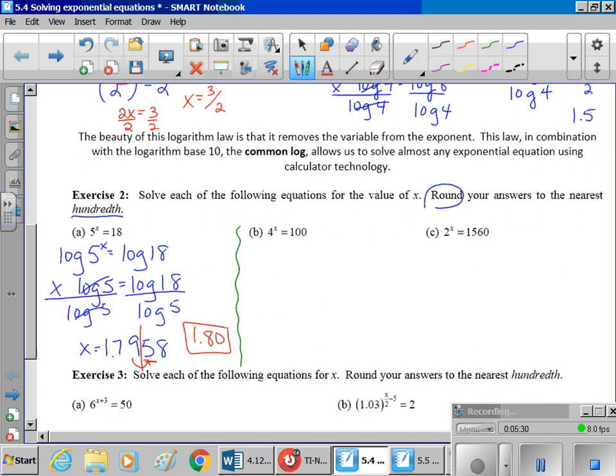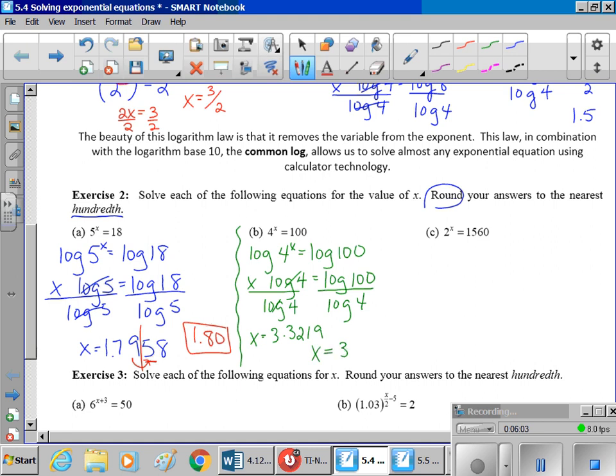So hopefully what you got is you log both sides. You got log 4 to the x is equal to log 100. So you get x log 4 is equal to log 100. Now log 100 is 2, but we don't have to worry about that right now. Divide both sides by log 4, and x turns out to be 3.329. Rounding to the nearest hundredth, x is equal to 3.32.